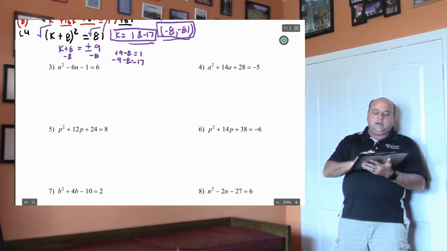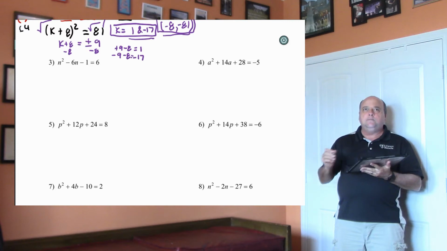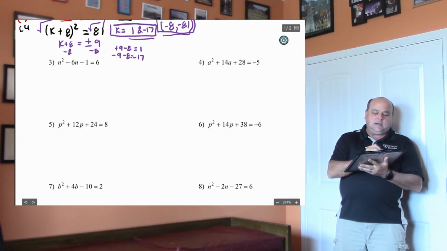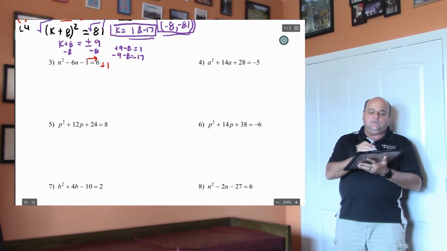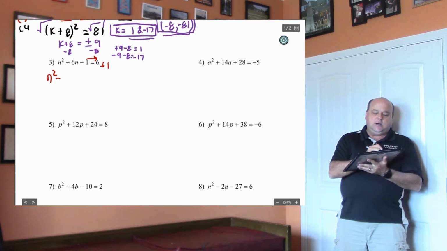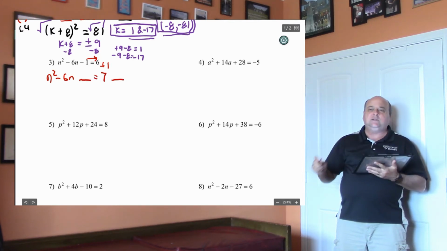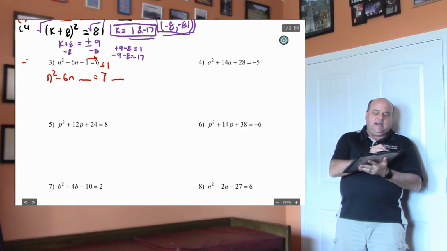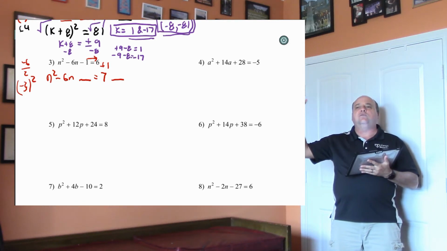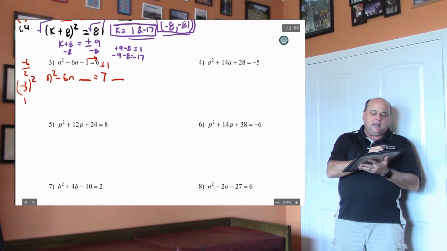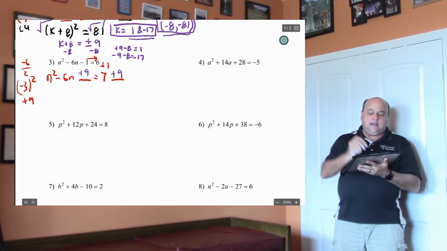Let's go down. I'm just going to go down the page with you. Number 3, okay? So number 3, I'm going to take this negative 1 and move it to the right. The opposite of a negative 1 is a positive 1. I'm going to get n squared minus 6n, skip a space, equals 7. Draw 2 blanks. Now then, you're going to take the negative 6, divide it by 2, get negative 3, and square it. Even if it's a negative, when you do negative 3 times negative 3, you're going to get a positive, aren't you? So I'm going to have plus 9. Okay? So I'm going to put plus 9 on both sides.